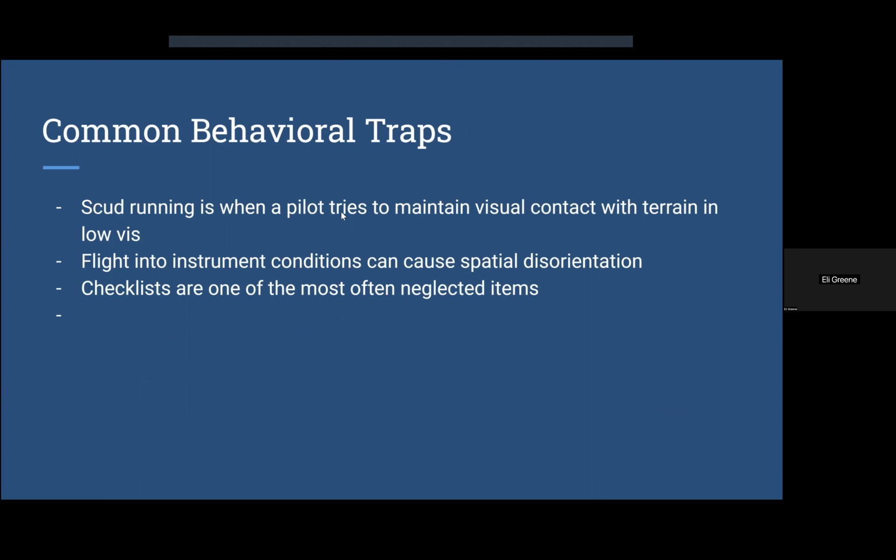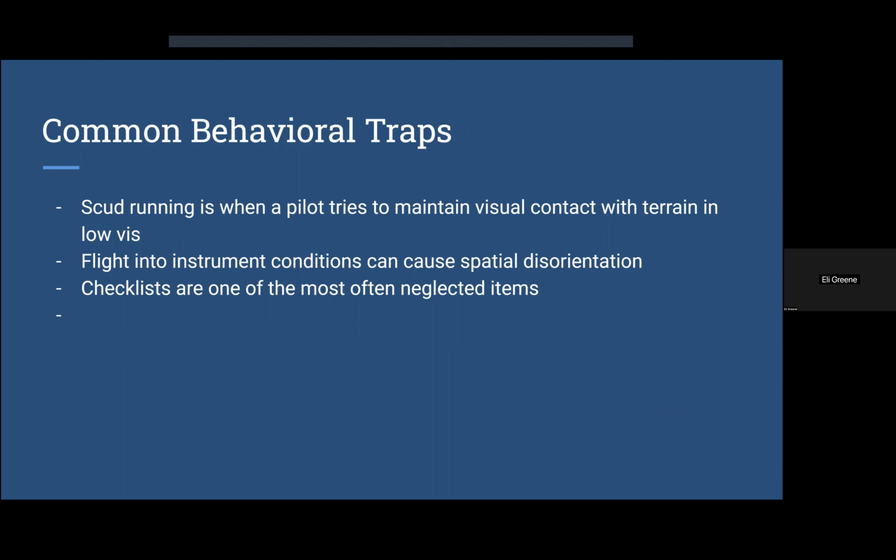Yeah, so, common behavioral traps. The first one is scud running. This is when a pilot tries to maintain visual contact with terrain in low visibility. So this is essentially flying in IFR conditions when you're VFR, and that can get really dangerous because you can fly into a cloud. And out in Colorado, we can pretty easily hit a mountain, which would be pretty bad.